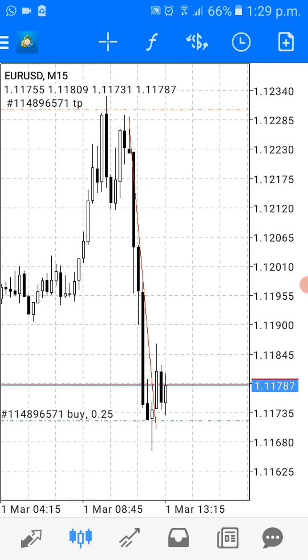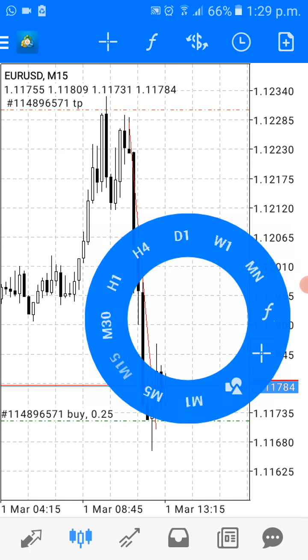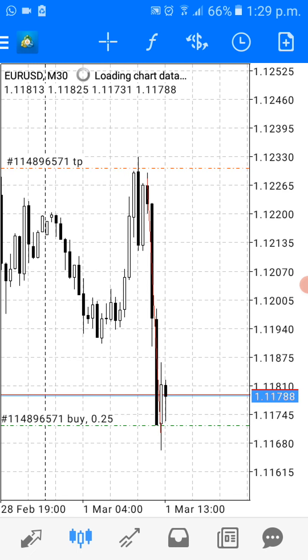So currently right now EURUSD is in a downtrend, obviously on the 30 minutes time frame, but with my strategy I have a different view.